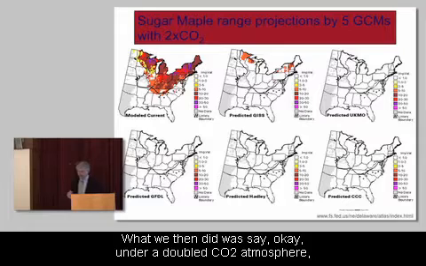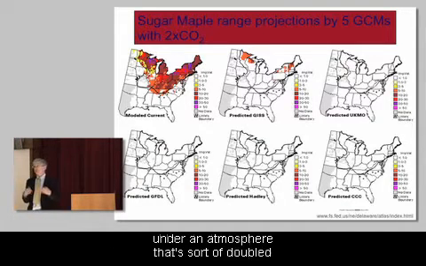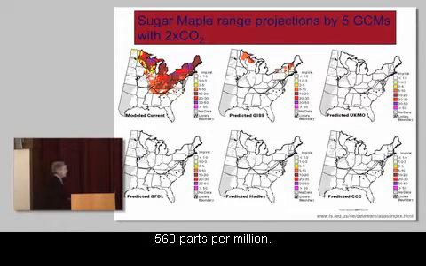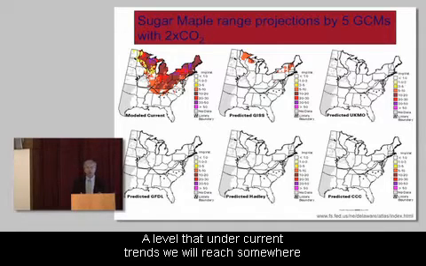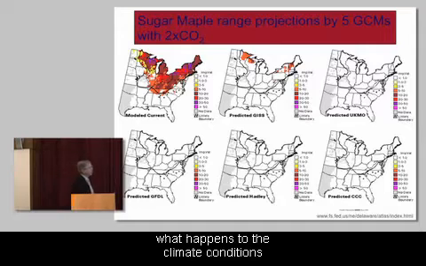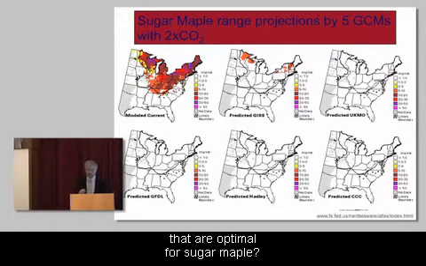What we then did was say, okay, under a doubled CO2 atmosphere, an atmosphere that's doubled from pre-industrial conditions, to about 550, 560 parts per million, a level that under current trends we will reach somewhere between the middle and the second half of the 21st century, what happens to the climate conditions that are optimal for sugar maple?